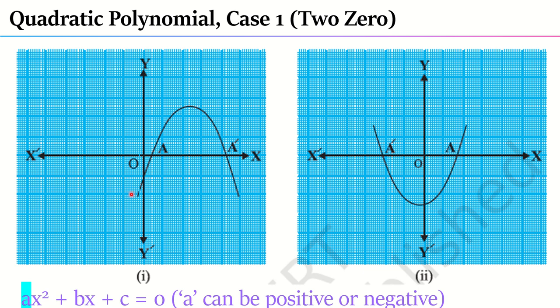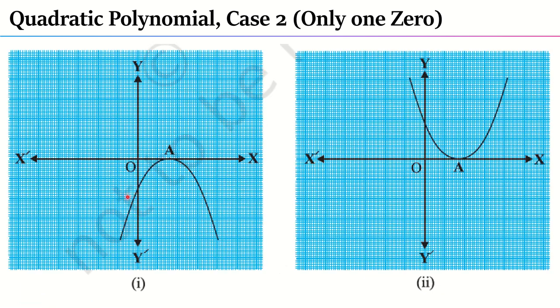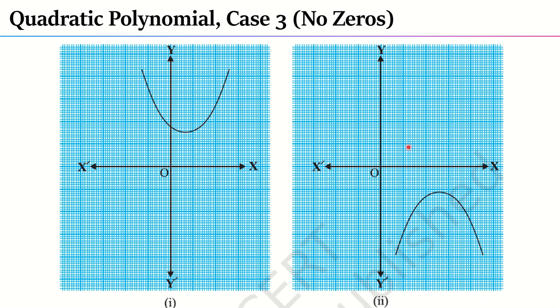Okay. So there is another case where you find only 1 zero. The vertex of the parabola just touches the x-axis. So in this case, you find only 1 zero. Still, a third case is where the parabola never touches the x-axis. So this polynomial will not have any zeros.